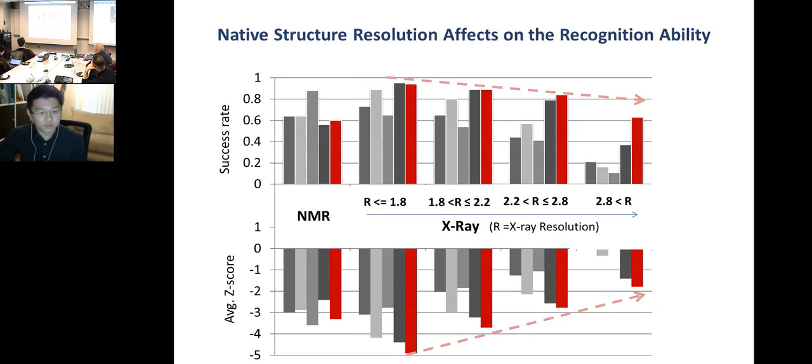And we also found that the ability of native structure recognition is largely affected by the experimental methods used to determine the native structures. So except the IW plus statistical potential, all statistical potentials show better performance for native structures solved by X-ray methods than those by NMR methods. This is because most statistical potentials are derived from the structures solved by X-ray crystallography. And furthermore, the recognition performance decreases as the resolution of native structure decreases. This is because most statistical potentials are constructed based on the high resolution structures.